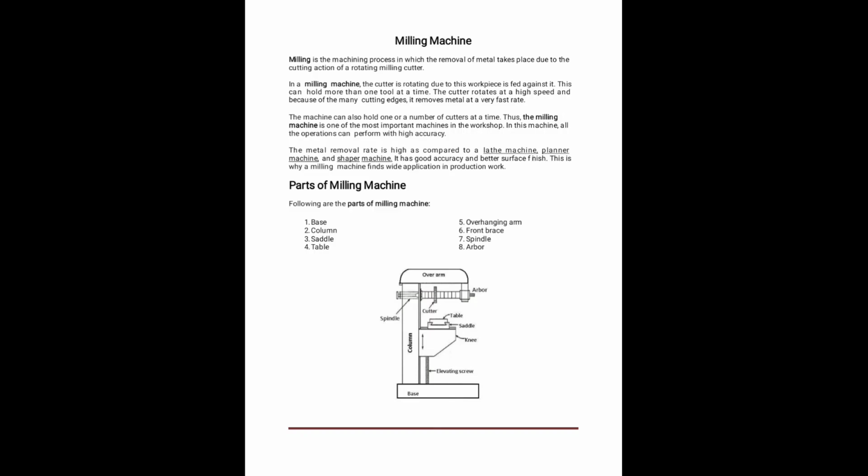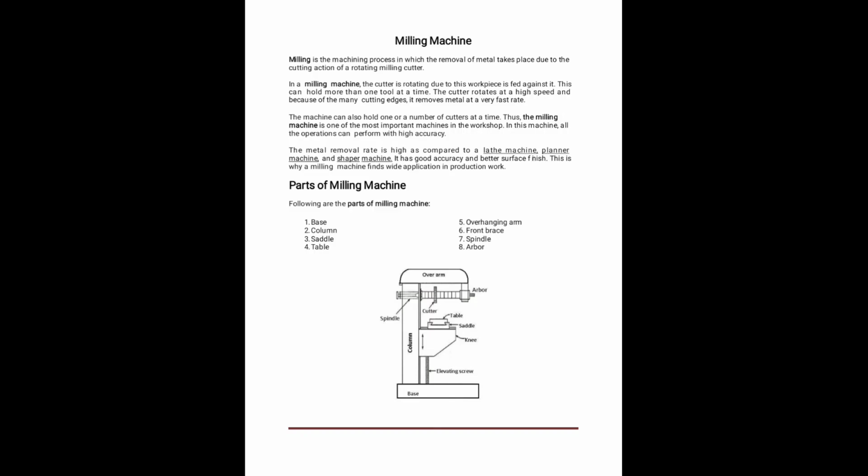The basic milling machine is shown in the figure, and the parts of the milling machine are base, column, saddle, table, overarm, front beam, spindle, and arbor. The bottom one is the base. The base is attached to the column and the elevating screw. On top of the column, the overarm is attached, and the overarm holds the arbor. The column and arbor attach to the spindle.